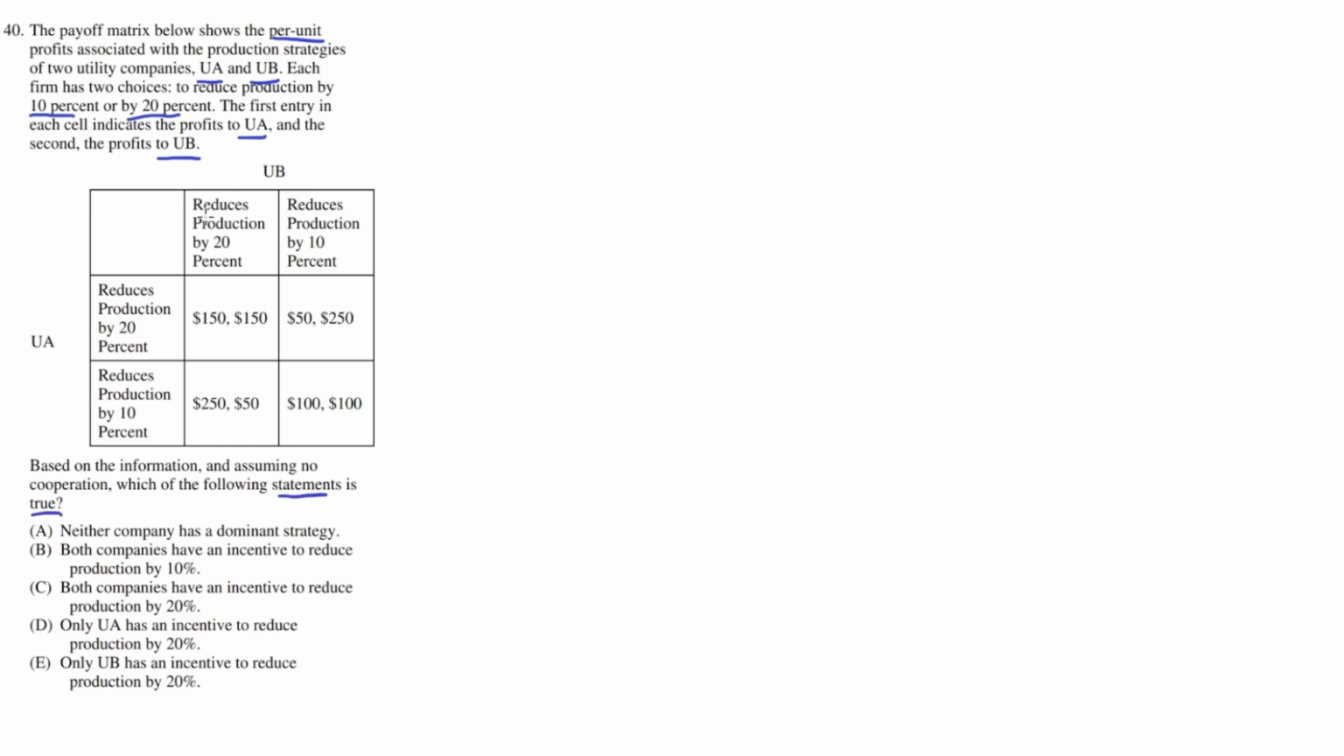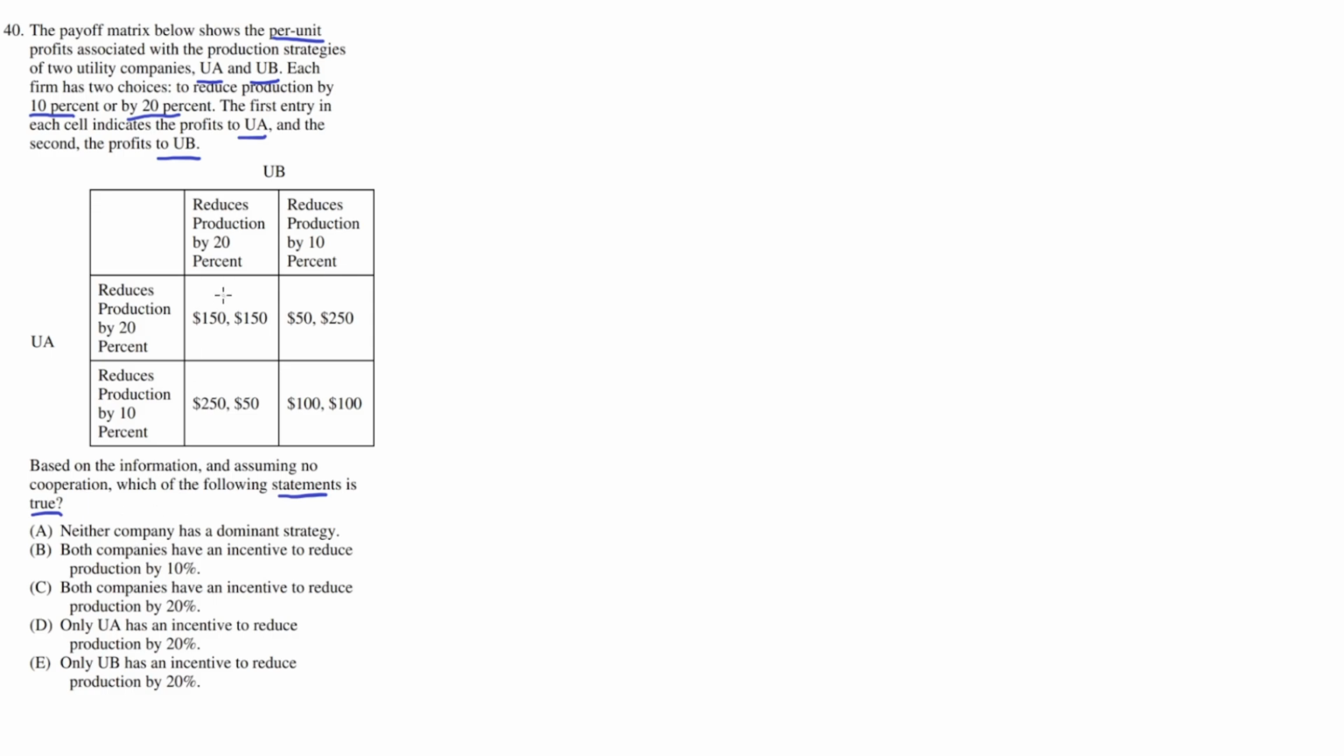So in this table, payoff matrix, we're given the choices for UA and UB. And as before, they are to reduce production by 20% or to reduce production by 10%. And the first number in this cell indicates the profits of UA, the second is to UB. And now we're told to find which of the following statements is true.